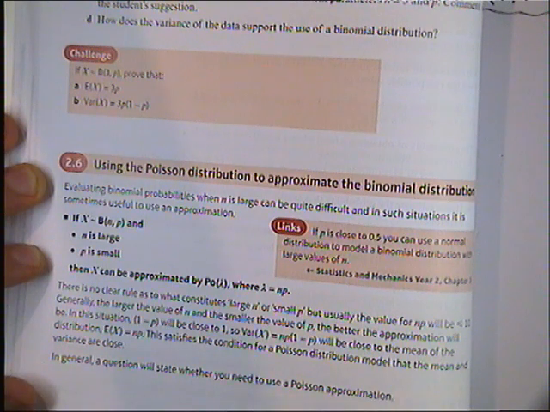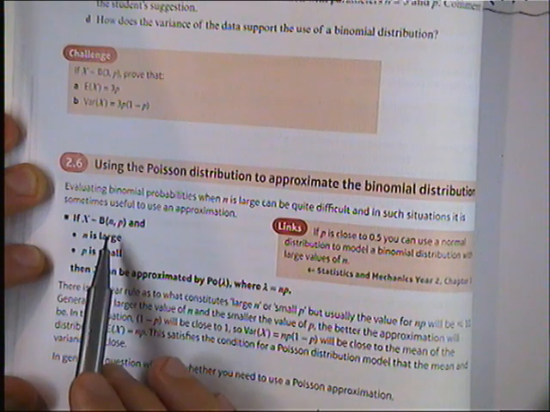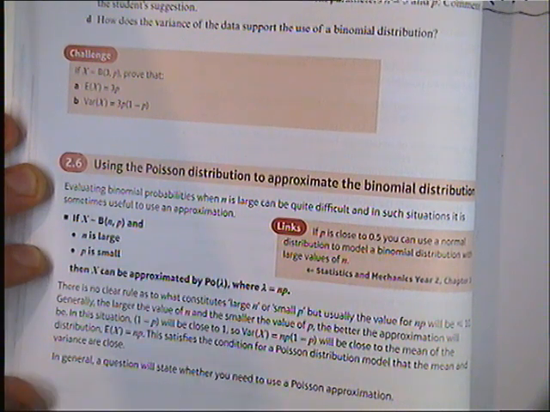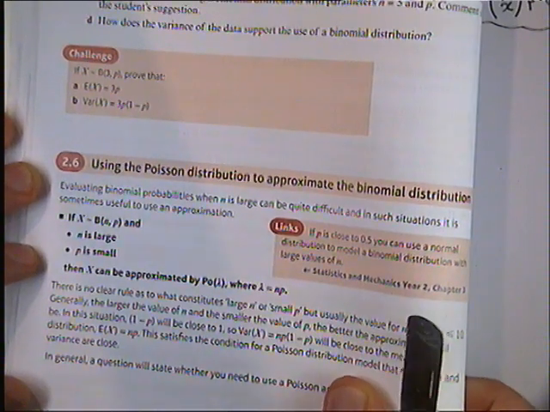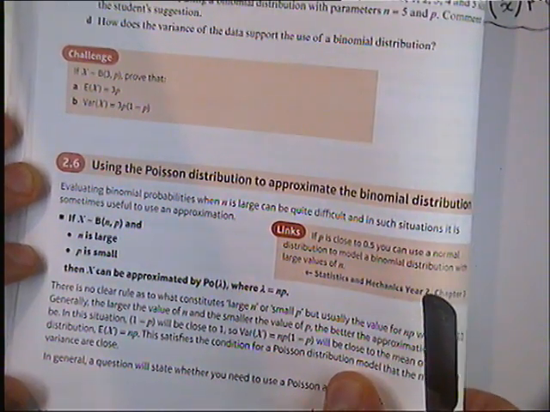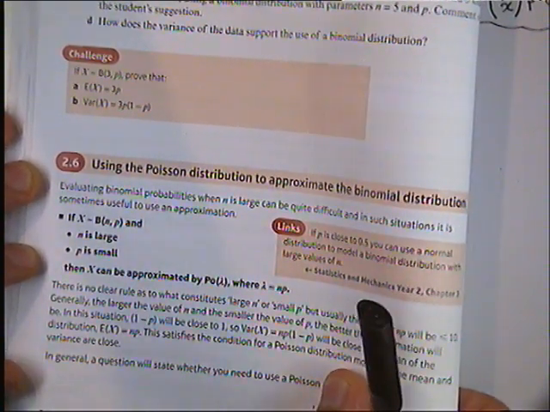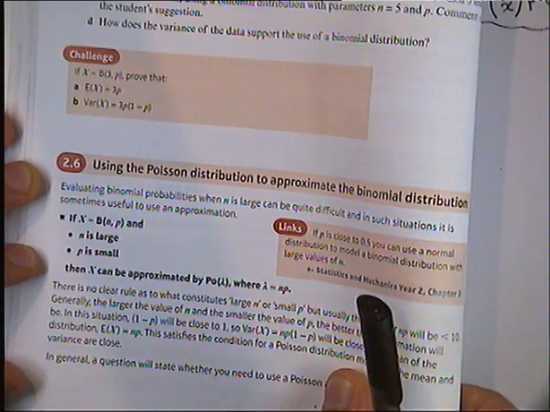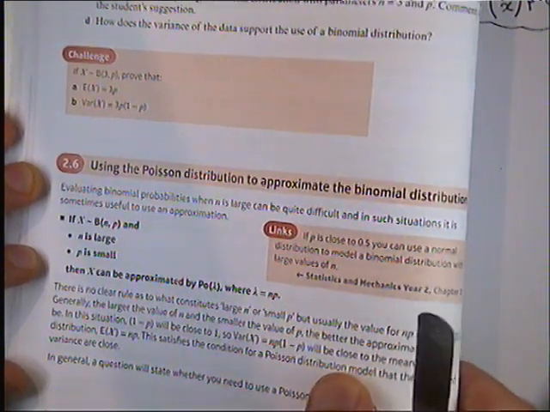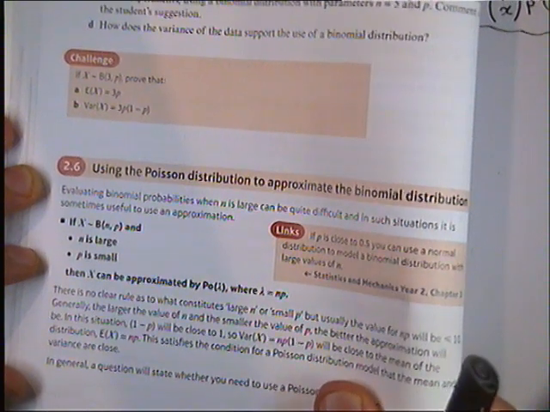This is how we approximate, but what's the point? Why do we approximate the binomial to Poisson? When n is quite a large number, it becomes extremely difficult to calculate the probability using the binomial formula. That is why we can convert it to Poisson to calculate it easily using the Poisson distribution.